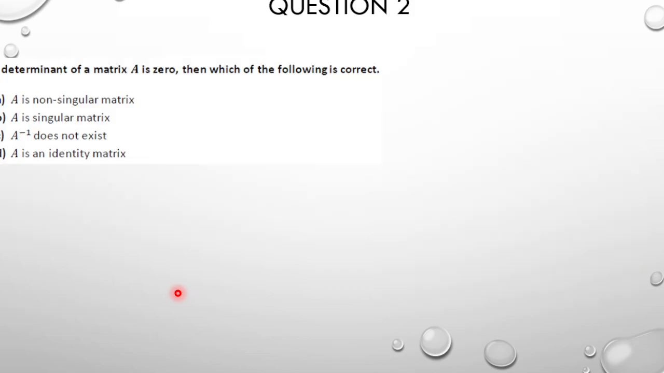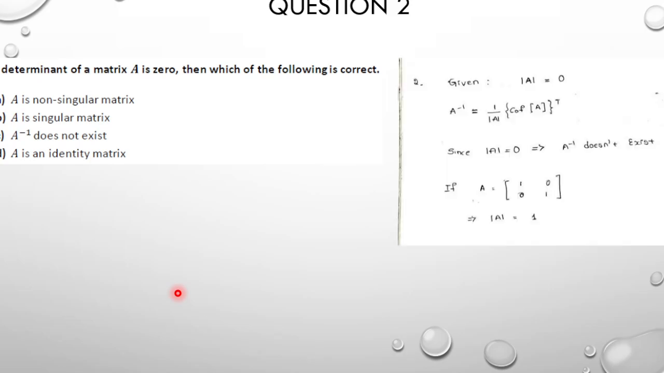Let us see the second question. It is based on the matrix system. It is given that if the determinant of a matrix goes to 0, then which of the following statements are correct? Now, the way in which we calculate A inverse is as follows. You all might know it very well from your 11th and 12th studies: 1 divided by the determinant of A, into the adjoint of A, that is the transpose of the cofactor of A.